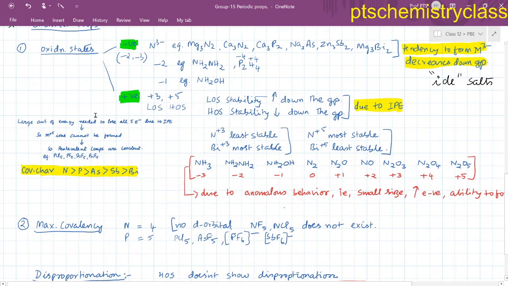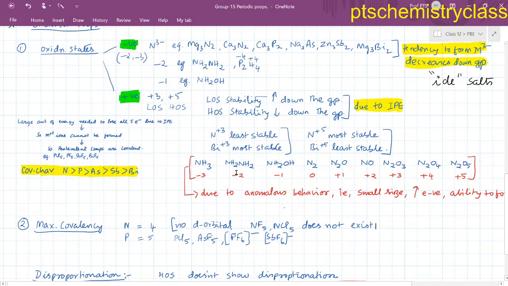There are exceptions. The covalent character of the compounds generally decreases down the group, because N+5 is most stable and Bi+5 is least stable. Therefore, whichever element forms the +5 state well will be more covalent, and whichever element forms the +5 state less readily will be less covalent, or more ionic. Or you can also remember like this: metals generally try to form ionic compounds when compared to non-metals. So that is the point that you have to remember regarding the oxidation state.